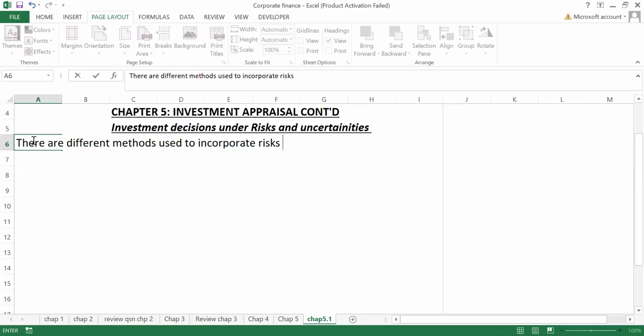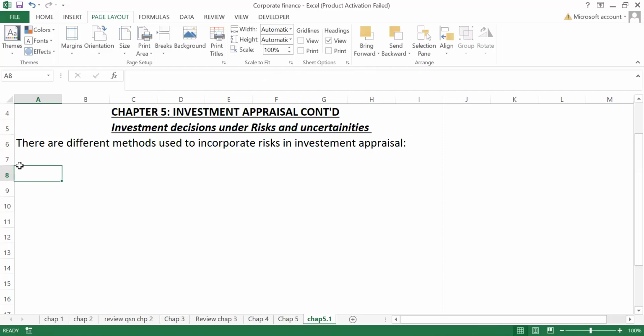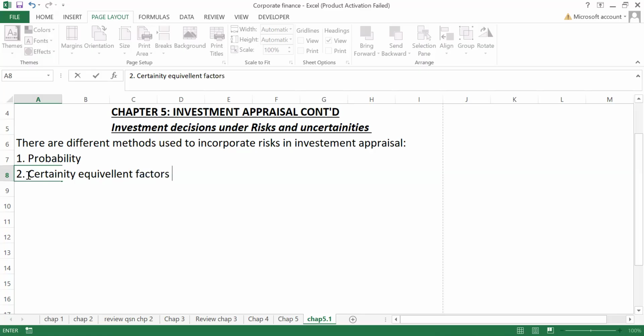Incorporate risks in investment appraisal. So number one, we have the probability. Number two, we have certainty equivalent factors. Three, you can use sensitivity analysis.